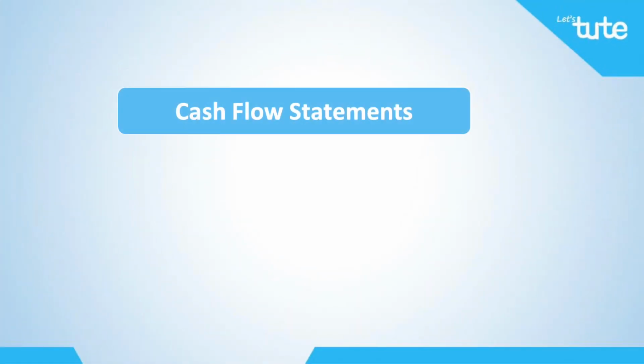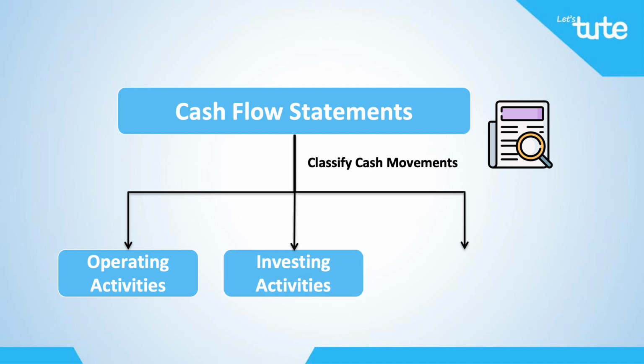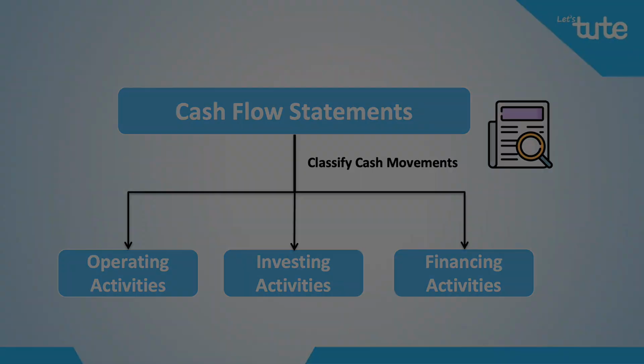Friends, as we have discussed in our previous session, cash flow statements classify cash movements under three primary headings or categories. The first heading is cash flow from operating activities. The second one is cash flow from investing activities. And lastly, we covered cash flow from financing activities.